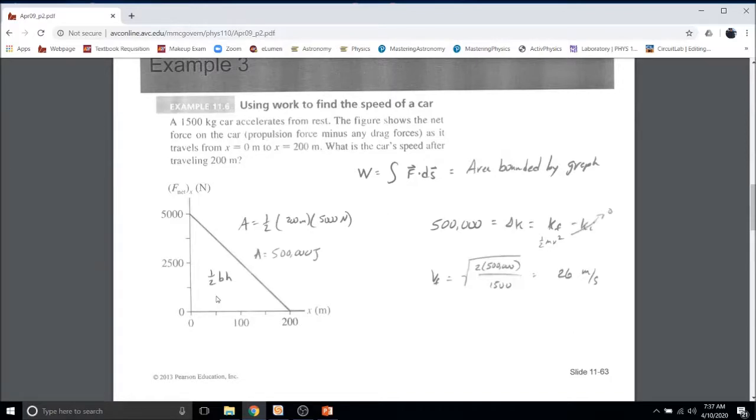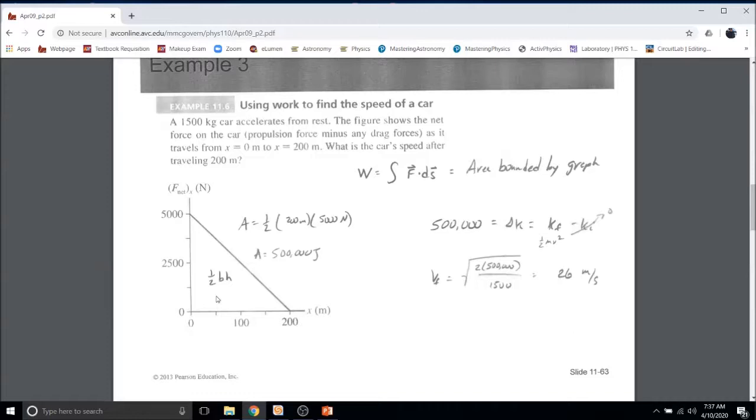And now we just use our work-kinetic energy theorem. We do the same thing like we did in the other problem, where that 500,000 is equal to delta K, which is the final kinetic energy minus the initial kinetic energy. So 500,000 equals 1/2 mv squared. Solve for v, you get 26 meters per second. All right? So real straightforward.